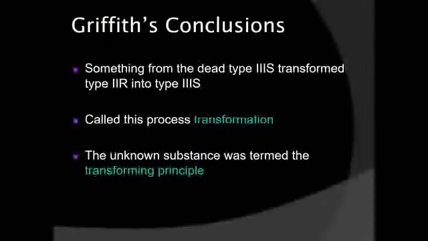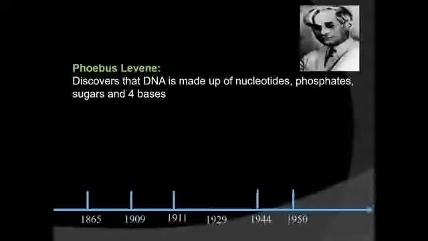So here, Griffith concluded that something from the dead type 3S transformed type 2R into type 3S. This means that this is a reversible phenotype, and this process he called transformation. And the thing that did this, he termed the transforming principle.